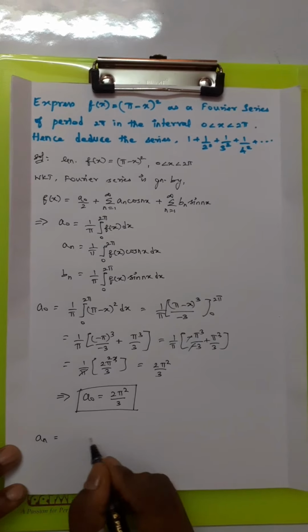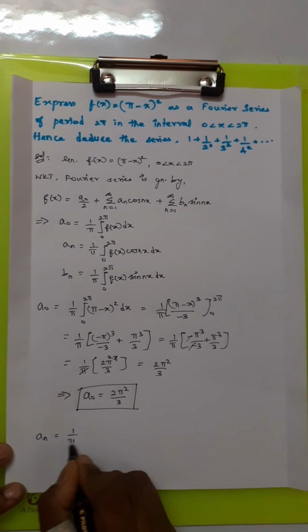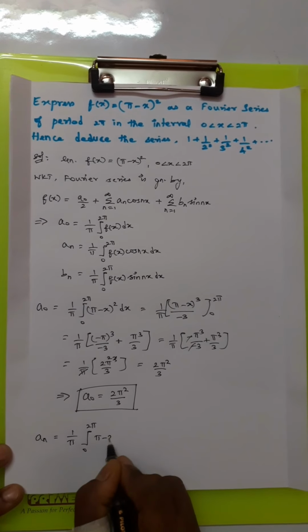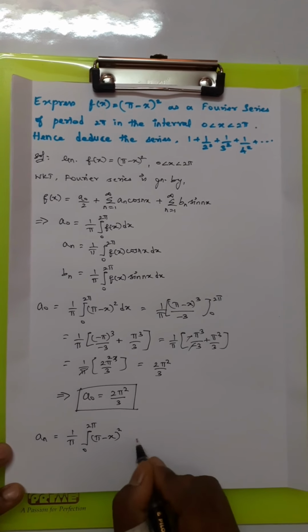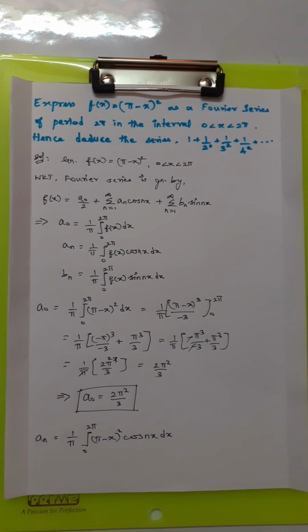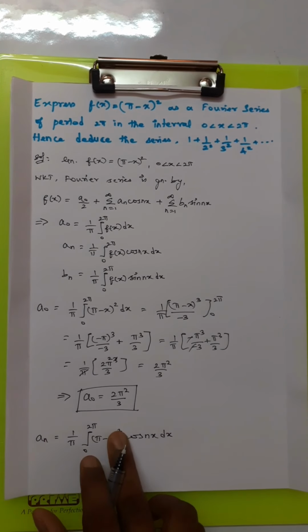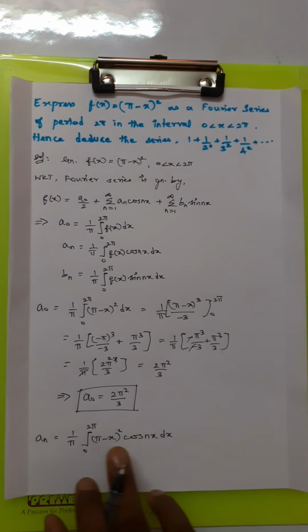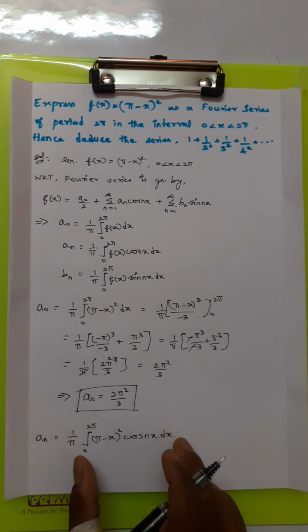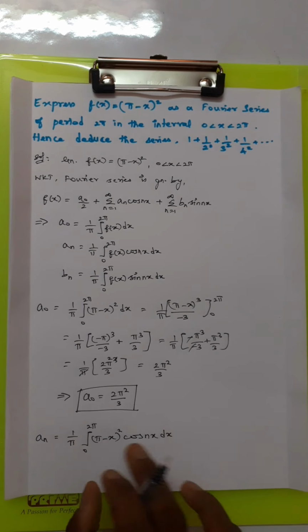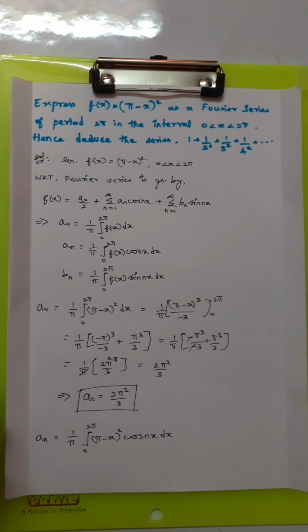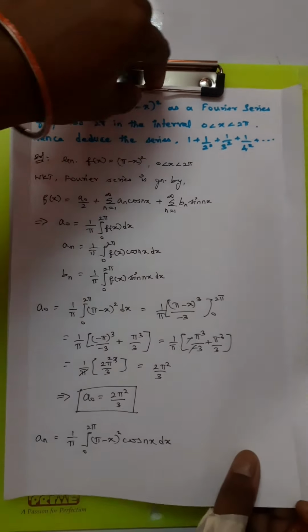an is equal to 1 by pi integral 0 to 2 pi. The function is pi minus x the whole square cos nx dx. Right? So integration of this term, the product of an algebraic function along with a trigonometric one. To integrate and find the value of this integral, the product of algebraic and trigonometric, we have a formula. That formula is Bernoulli's.